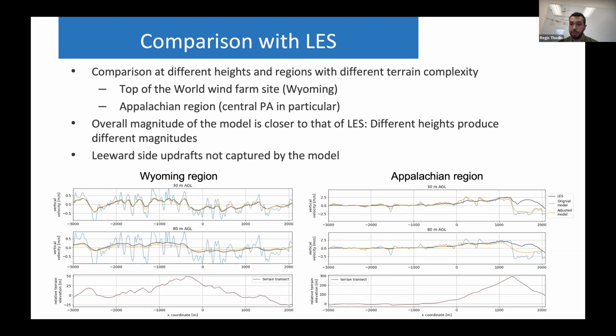And both models are comparable in that region. I just want to point out the leeward side of the hill, it's been observed that we have positive updrafts there. And we do see that on the LS. And the models do not capture that. That's our current limitation.